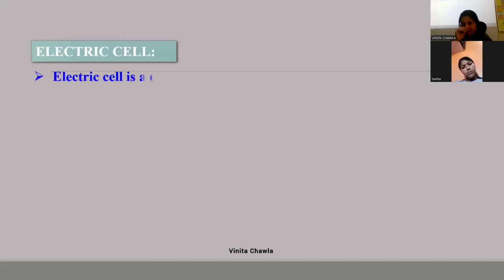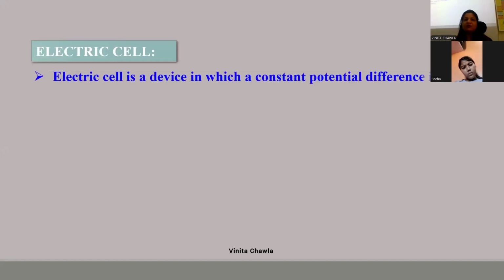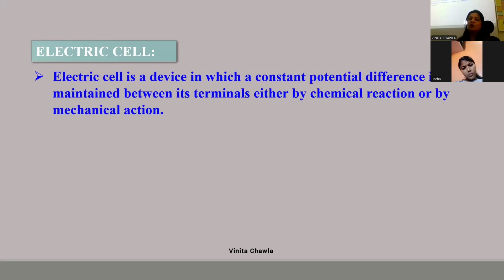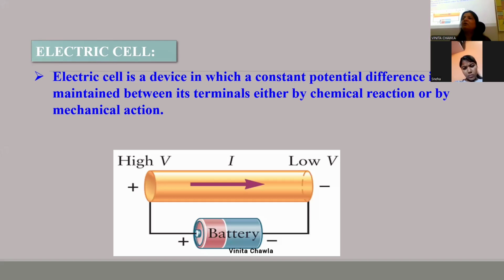So an electric cell is a device in which a constant potential difference is maintained between its terminals, either by chemical reaction or by mechanical action. So one end of the cell is at higher potential, the other end of the cell is at lower potential. And current flows from higher potential to lower potential. Okay, current always flows from higher potential to lower potential.